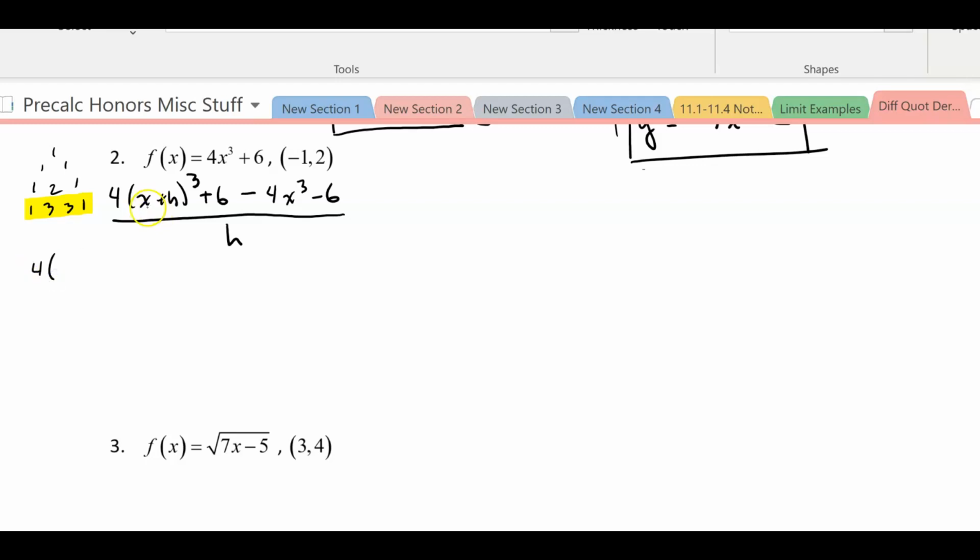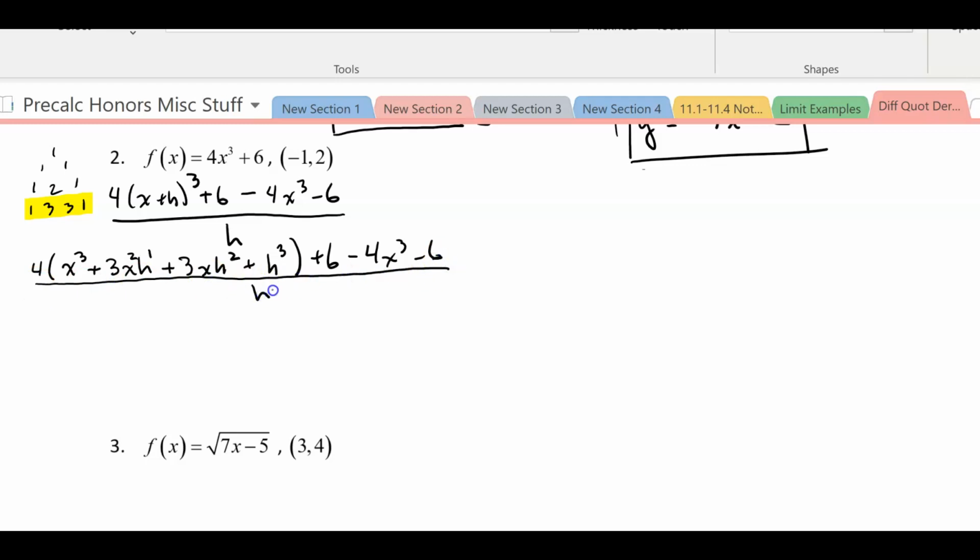4 times, so this is going to be x cubed h to the 0, so that's x cubed, and then I need a 3, and I'll have an x and an h, so it's going to go down to 2, and that's going to go up to 1, and then another 3, so it's going to be x h squared, and then plus 1h cubed plus 6 minus 4x cubed minus 6 all over h. So let's go ahead and distribute that.